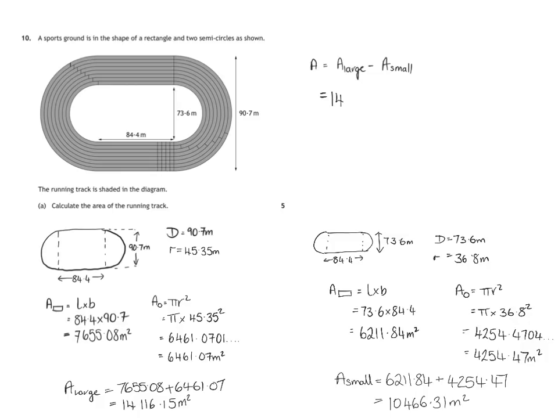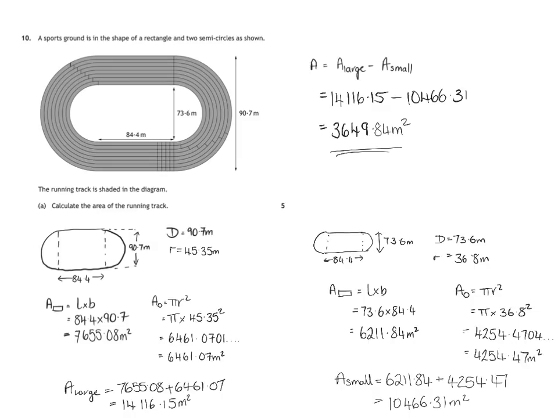So our area of the running track, it's the large area, so my 14,116.15, take away my 10,466.31, and there I get 3,649.84 square meters for the area of the running track.